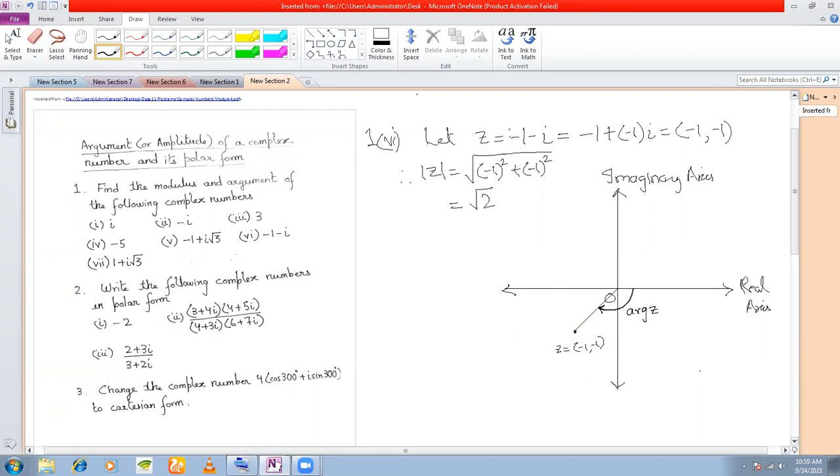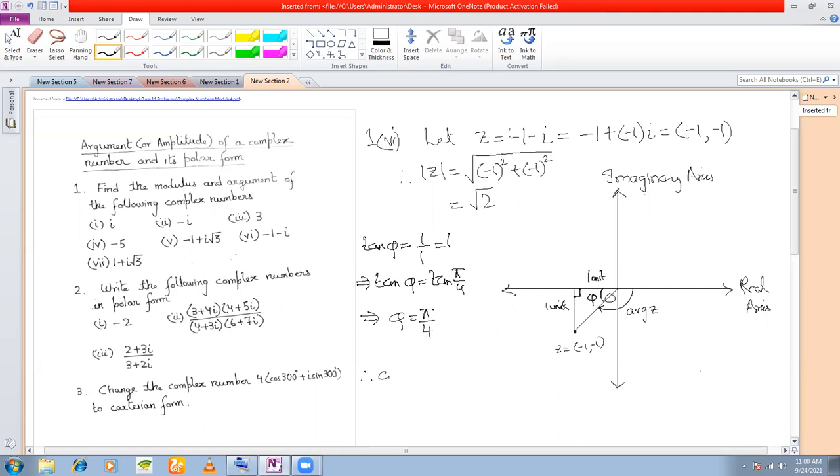In order to find the argument of z, we find the remaining angle. So we drop a perpendicular from here. This is 1 unit and this is 1 unit. We complete the right angle triangle, and this angle becomes your phi. Therefore tan phi, according to the diagram, is 1 by 1, which is equal to 1. Tan phi is equal to tan pi by 4. That means phi is pi by 4.